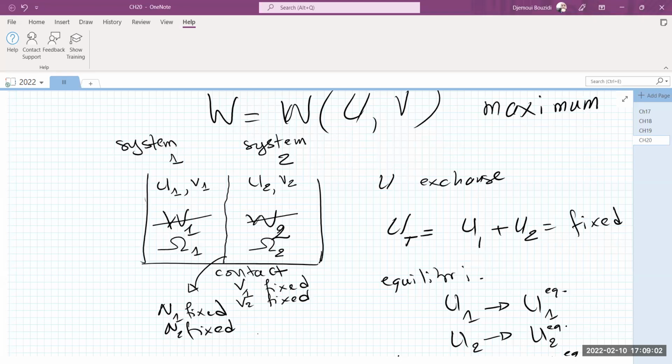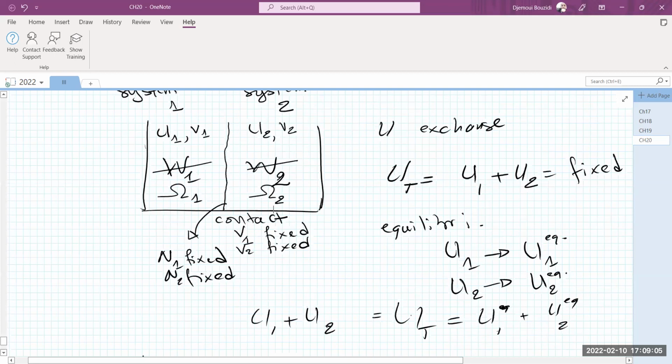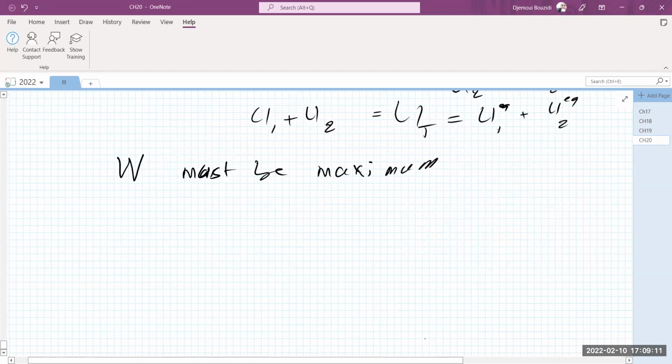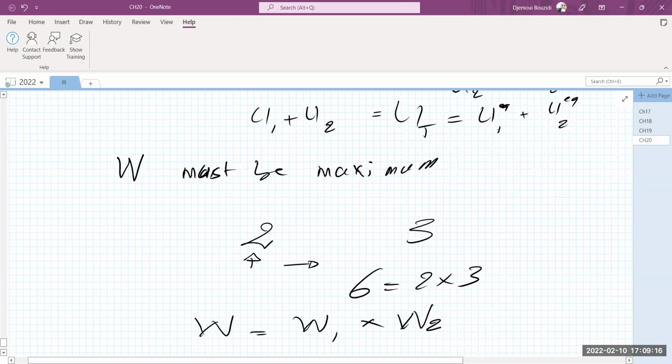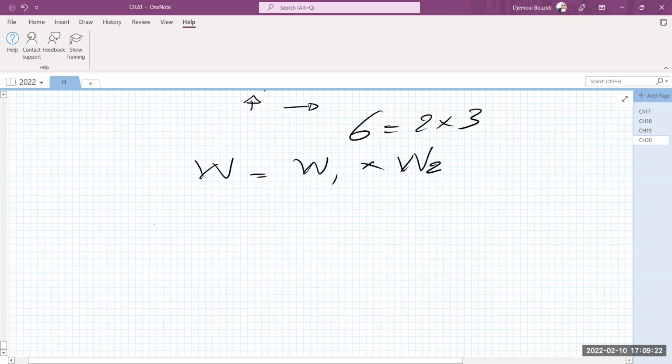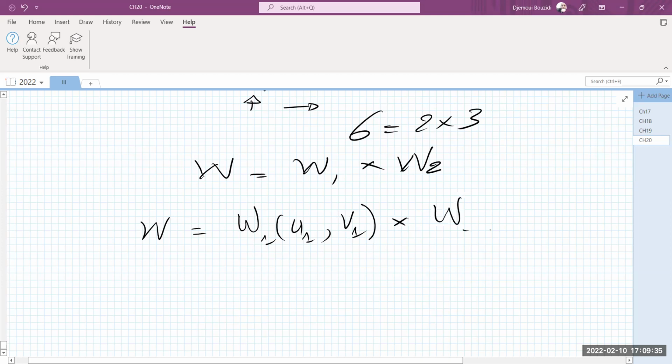So in this case, the entire W is simply W1 times W2. That's how the probability needs to be, because there are different ways of arranging system 1 and different ways of arranging system 2. So the probability must be the product of the 2 probabilities, because these are 2 still independent systems. So here is the thing. W is W1 as a function of U1 and V1, V1 is fixed, by the way, times W2, which is a function of U2 and V2. This is maximum.